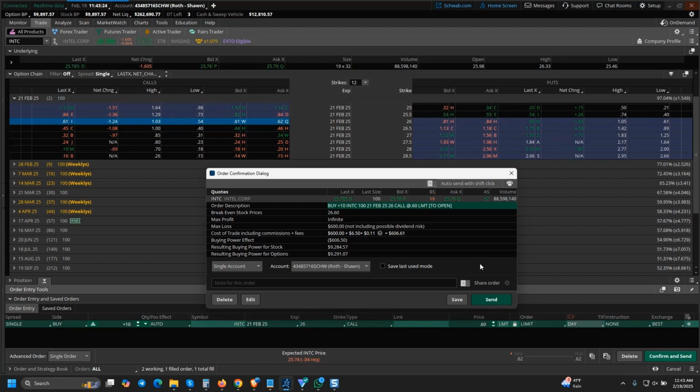If I'm ready to place the order, I would click the big green send button. If I want to save it for future use, I could click on save. If I click on edit, it'll take me back to this window down here to edit, or I can click on delete and the order goes away. If I click on this to place the order, and then I don't like the order, I want to change my mind, as long as it hasn't executed, then you could go into the system in ThinkOrSwim or Charles Schwab, find the order and cancel or replace that order so that you're not stuck with something that you're like, oh my gosh, I made a mistake.